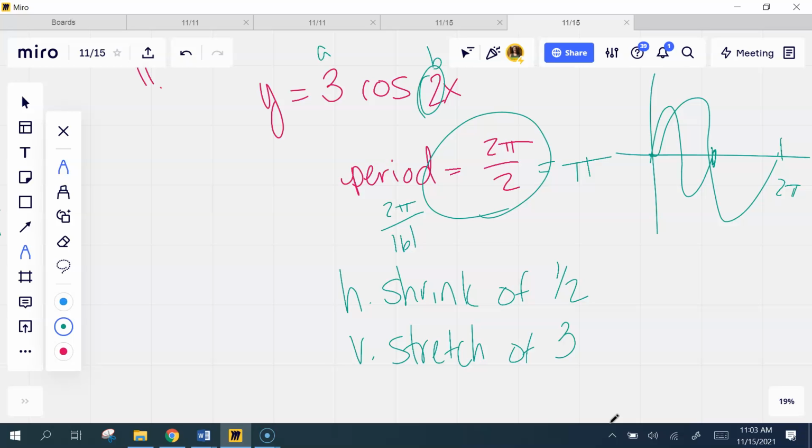What's the vertical stretch impacting? The what? The amplitude. It impacts the amplitude, which is the A in front. What is the amplitude here? 3.